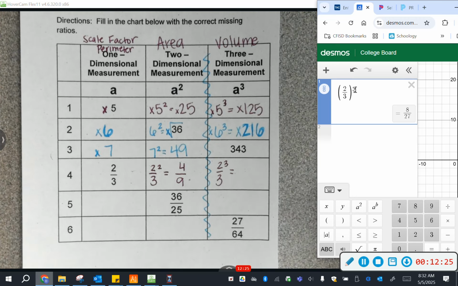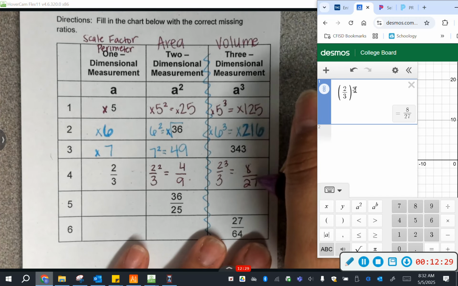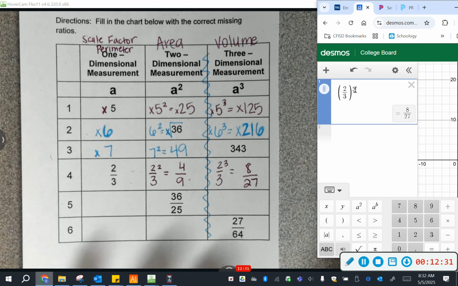What do I get? 8/27 is in that column. I want you to try with your Desmos to do the next two on your own. Remember, what do you do when it's in the second one? What do you do when it's in the third one?